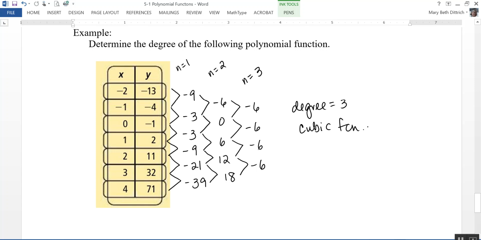So in this section we took a look at a lot of different aspects of polynomial functions: end behavior, turning points, what a leading coefficient tells you, what their graphs look like, and how to determine from a table what the degree of a polynomial function is.